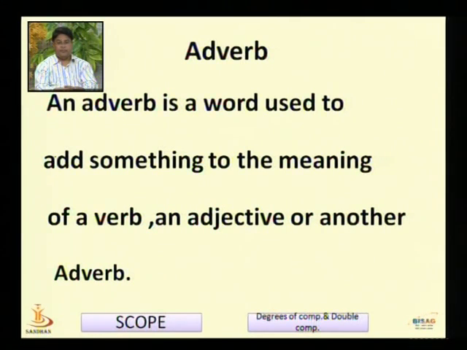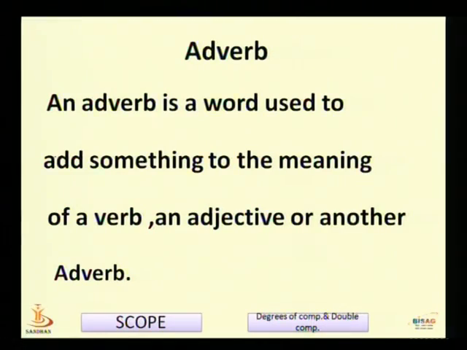in three ways. It can be used for a verb, an adjective, or it can be used to add something to the meaning of another adverb also. For example, he walks fast. Now here walks is a verb, and to add something to the meaning of this verb, that is walk or walks, we have used the word fast.